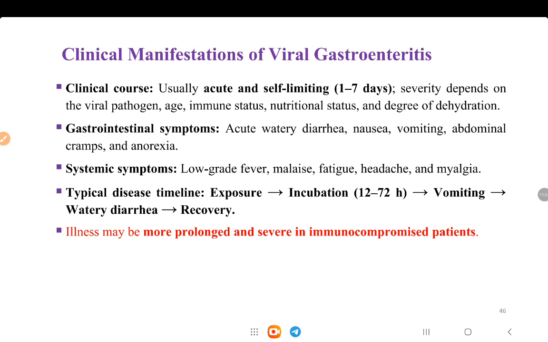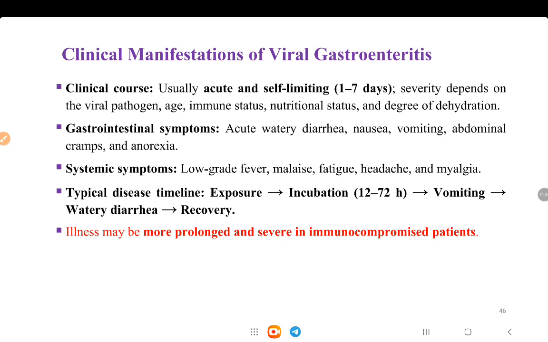The clinical manifestation of viral gastroenteritis: the clinical course is usually acute and self-limiting, lasting 1 to 7 days. The severity of the infection depends on the viral pathogen, age, immune status, nutrition status, and degree of dehydration. Symptoms of gastrointestinal infection include acute watery diarrhea, nausea, vomiting, abdominal cramps, and anorexia.